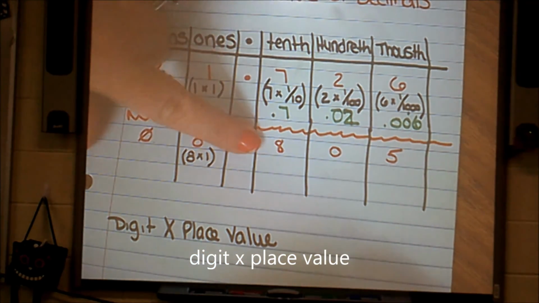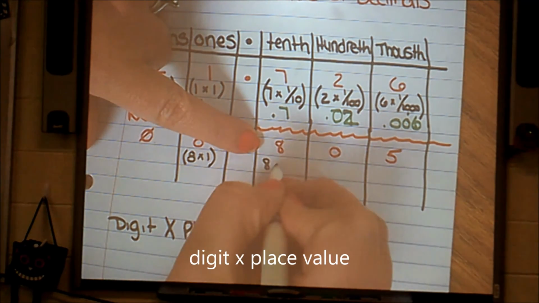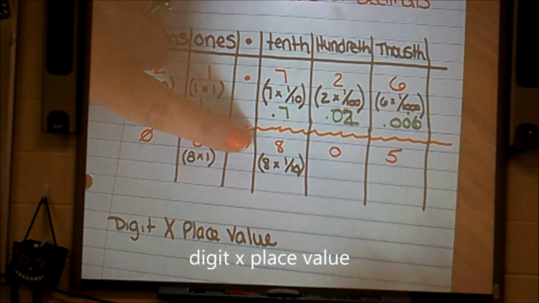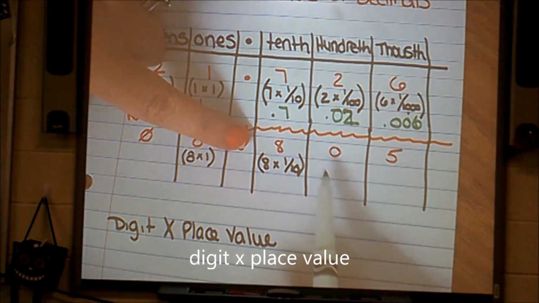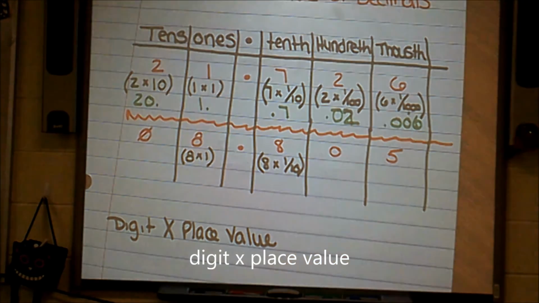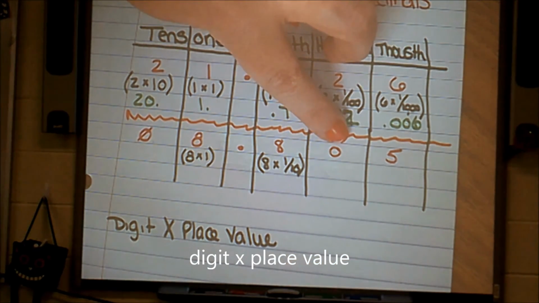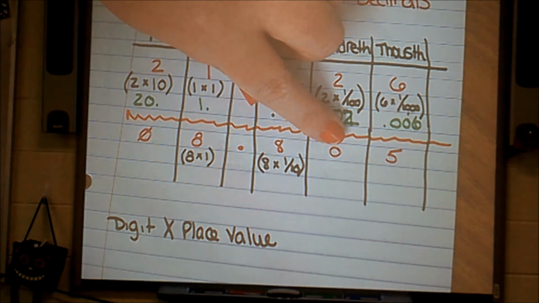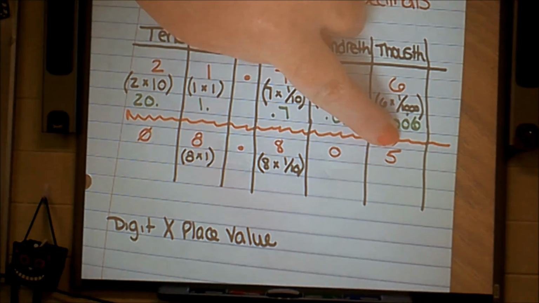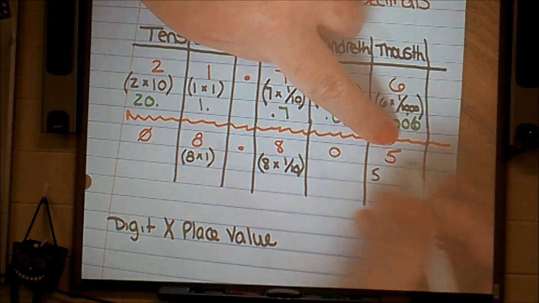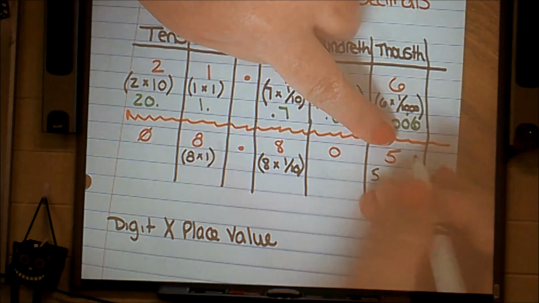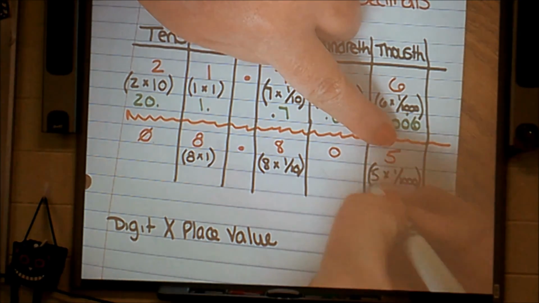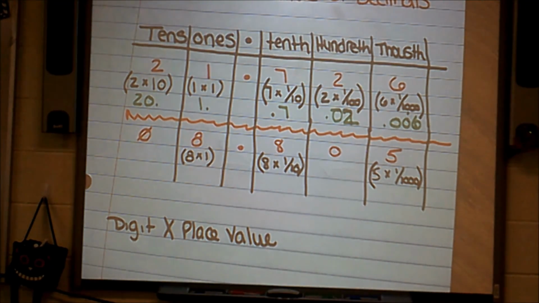This 8 lives in my tens place. Digit times place value. Tens place. This digit is a 0. I don't have to put anything there. If you want, you could write 0 times 1/100th, but it is not necessary, because this 5 will hold the place value of the thousandths place, and if there's nothing to live there, you have no choice but to put in a 0.